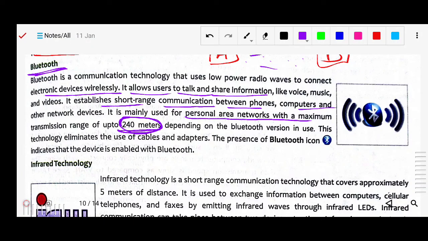So this technology eliminates the use of cables and adapters. Because of this wireless technology, we are not using cables and adapters. The presence of the Bluetooth icon, you can see this is the icon of Bluetooth, tells you that the Bluetooth signal is there. When it connects, it displays a notification whether it is connected or not.